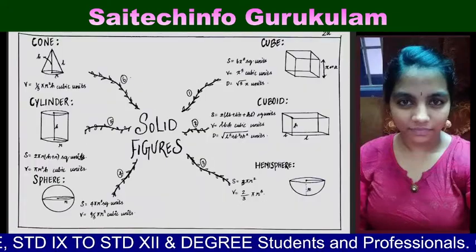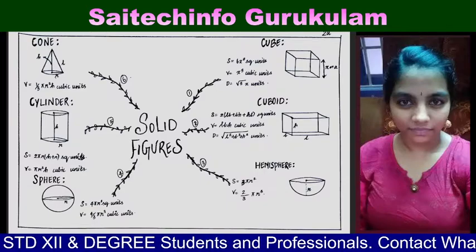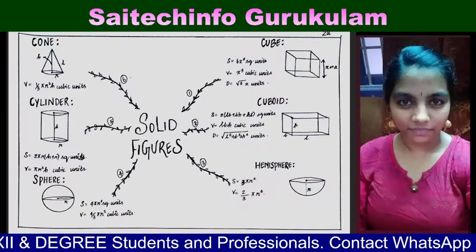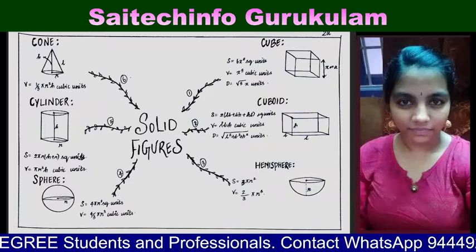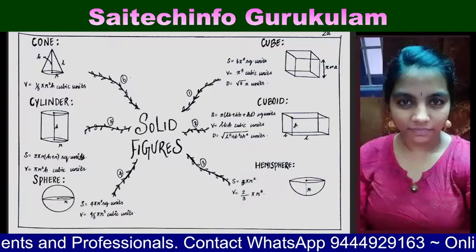Cube. Surface area S is equal to 6x square units. Volume V is equal to x cube cubic units. Diagonal D is equal to root 3 x units. Here x or a is the side length of the cube.